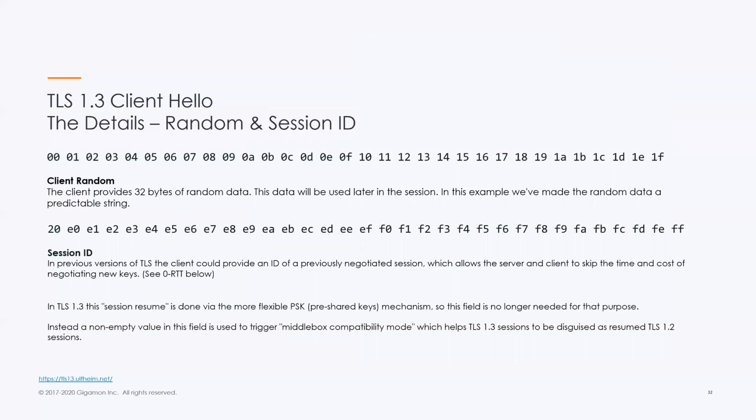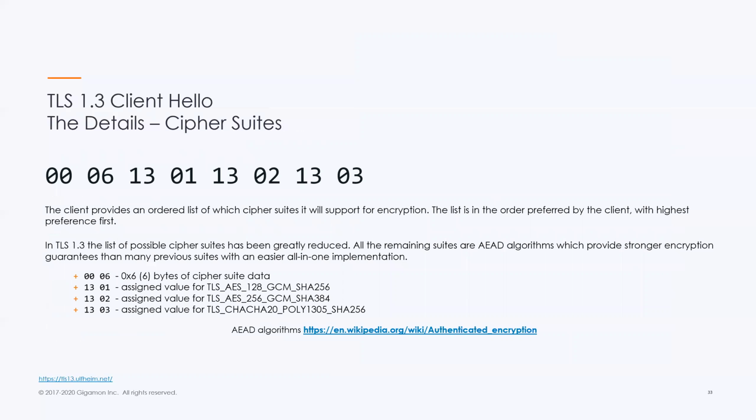So that field is actually overloaded with a different value and different purpose called middle box compatibility mode, which helps TLS 1.3 sessions be disguised as TLS 1.2 so that it can tunnel through TLS 1.2 compliant but non-TLS 1.3 compliant middleware boxes. The cipher suites, so the client provides an ordered list of which cipher suite it's going to use. In TLS 1.3, the list of cipher suites is actually enumerated.